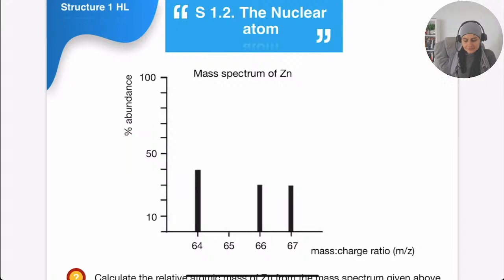Yeah, I think this is SL digestible. Previous years it was an SL. So this is how the mass spectrum looks. So we have a graph that shows us mass to charge ratio as the x-axis, and percentage abundance, or just relative abundance, doesn't have to be percentage, as the y-axis.